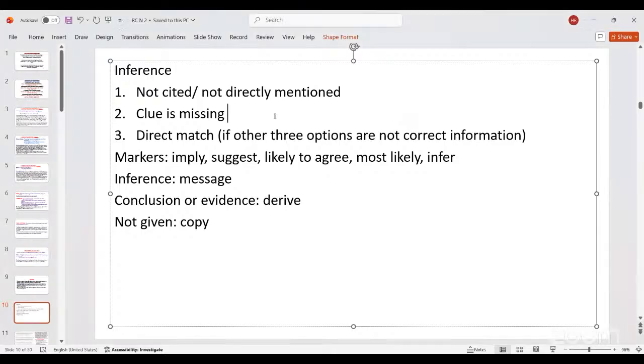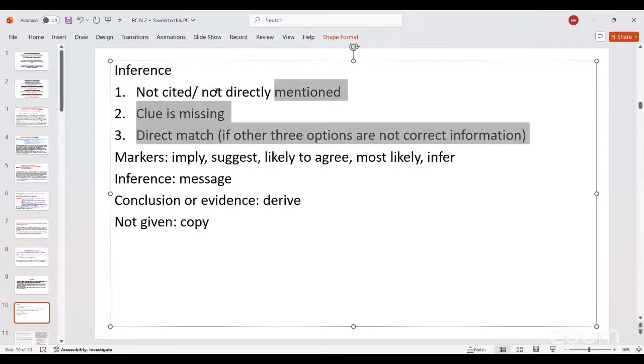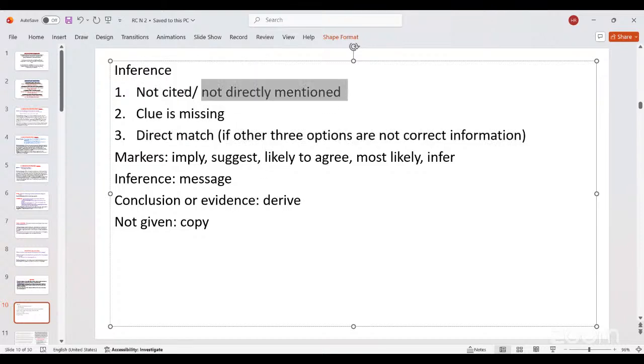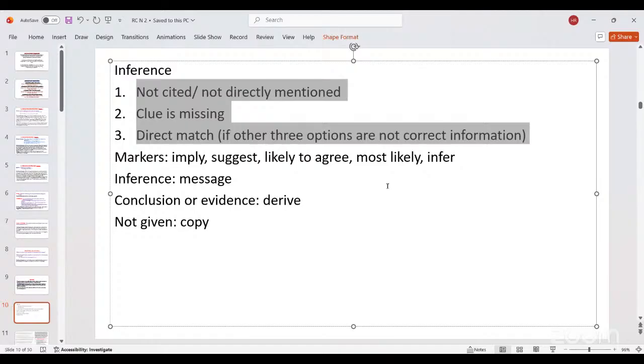I was saying about inference. There are three problems that you always encounter in inference. Number one, you do not get the clue directly. Second, the information is not directly cited, meaning you will not find direct information. And third, in some cases you will get copy-paste information. All three are confusing and very difficult because there is no drawn line, and therefore sticking to a particular line becomes a problem.